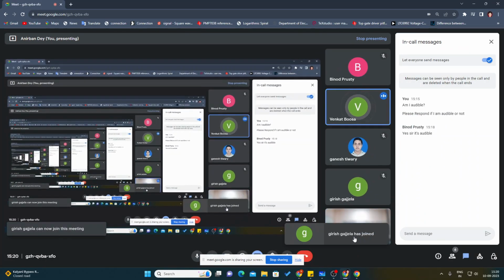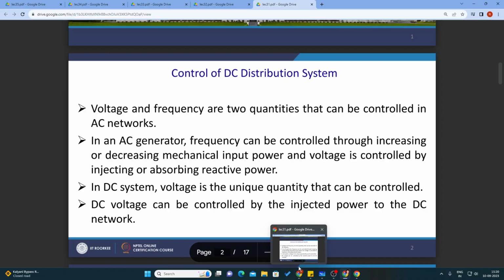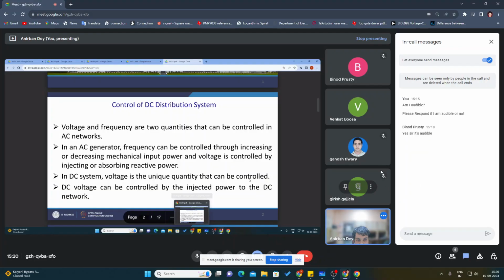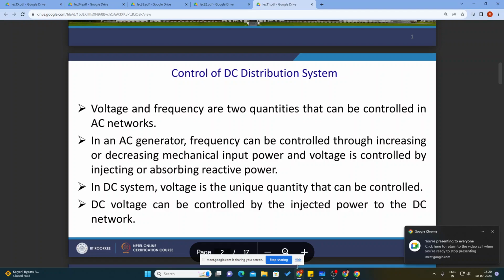Screen, sir. I need a full screen. It will be coming off. Minimize the screen, sir. Full screen. Okay. Just yeah. Is it visible now?